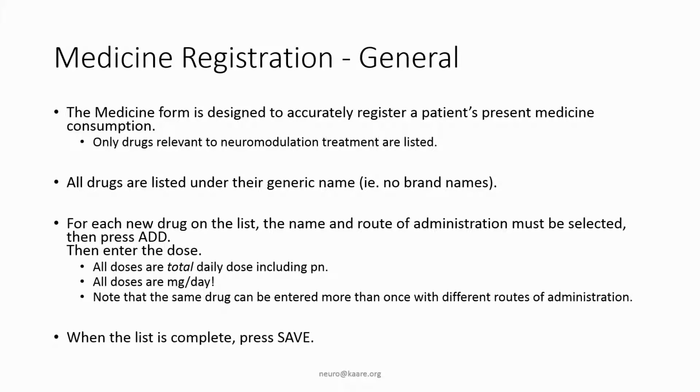It should also be noted that even if there are two different formulations, for instance, a slow release version and a fast release version of the same drug, those should be combined into the total daily dose. It should also be noted that all doses are in milligrams per day, meaning that if it's, for instance, a patch, that would be micrograms per hour and so forth. You need to do a little bit of calculation. It has to be in milligrams per day to avoid any misunderstandings.